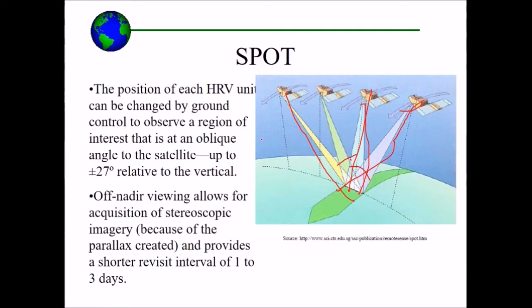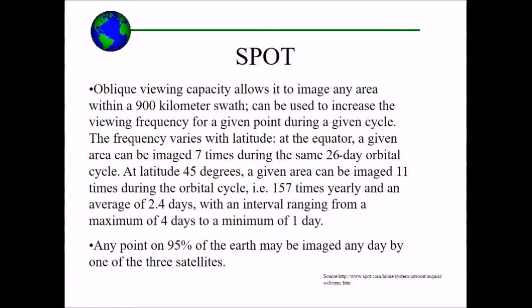Off nadir allows for acquisition of stereoscopic imaging, because you have one image from one position and the other image from another position. This is the concept of stereography, because we get a parallax here, and it provides a shorter revisit interval of 1 to 3 days. The SPOT oblique viewing capacity allows it to image an area within a 900 km swath.